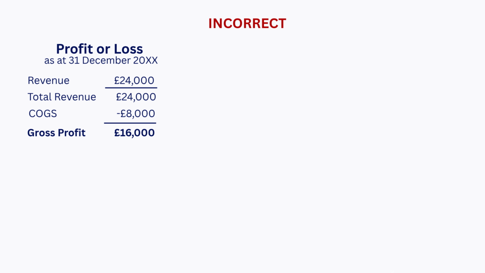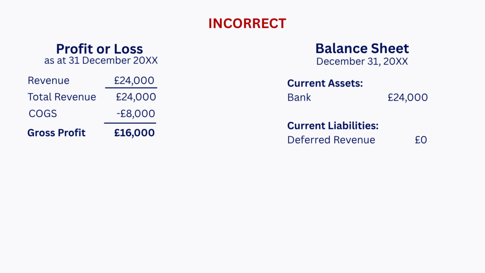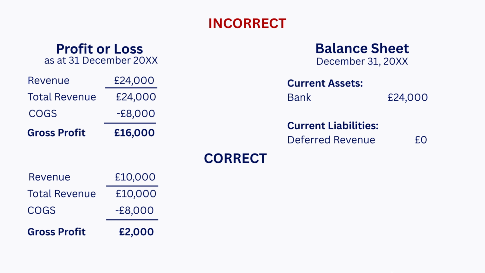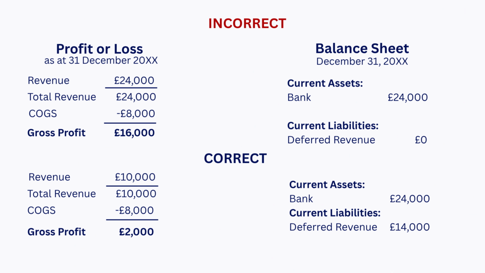Let's compare. Incorrect treatment: revenue recognized £24,000. Profit increases by £24,000. Correct treatment: revenue recognized £10,000. Profit increases by £10,000. Deferred revenue is a £14,000 liability. Profit is therefore lower but accurate. This is one of the key reasons year-end adjustments are made. They ensure profits are not overstated.